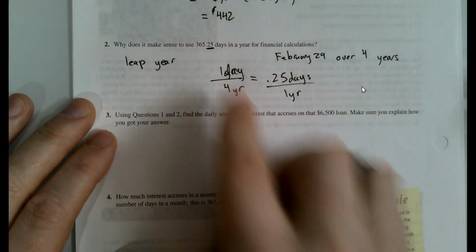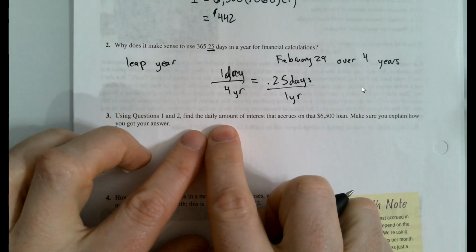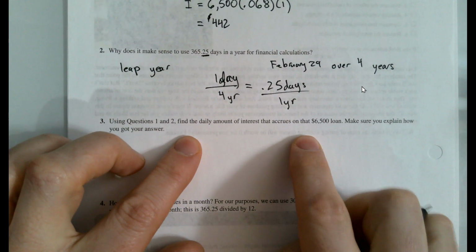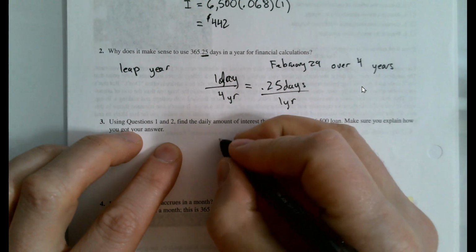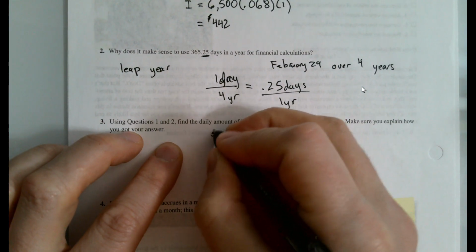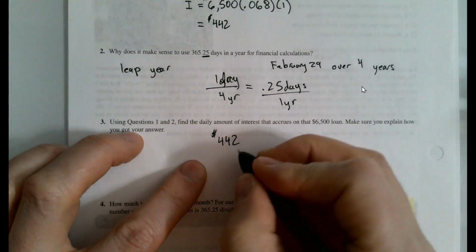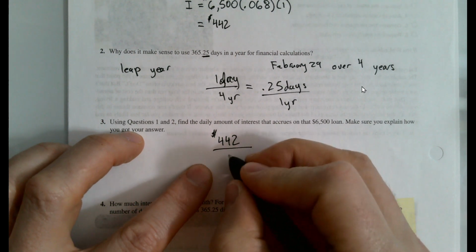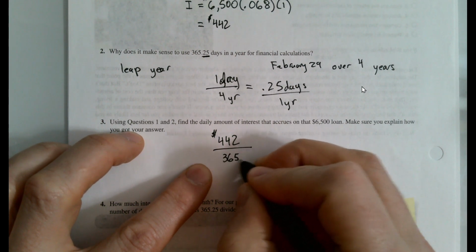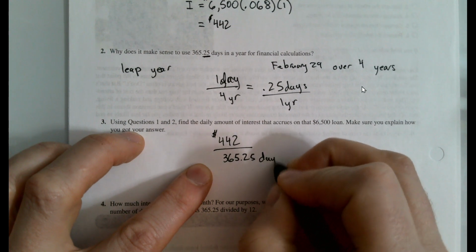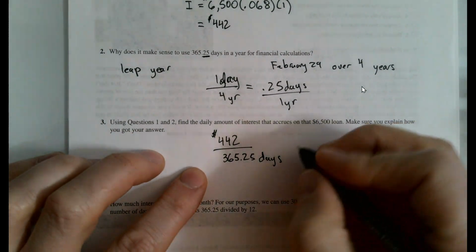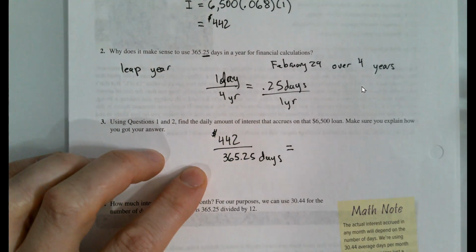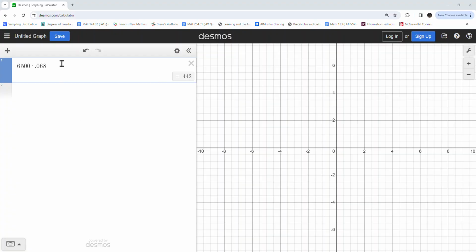Okay, so if we're going to use that number, we can calculate the amount of daily interest that accrued on this 6,500 loan. So here's the total annual interest, this much per year. If we divide that by the number of days in 1 year, using this amount, we get the amount of interest that you're being charged per day. Again, Desmos is our friend here. So I'm just going to divide this by 365.25, and we get that it's about $1.21 per day.